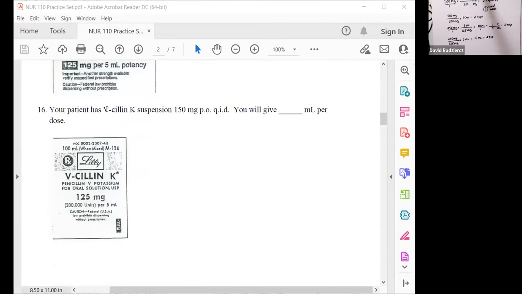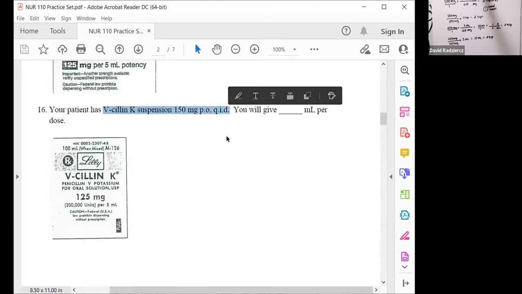You would do number 16 pretty much the same way. It tells you you have V-Silin K suspension, 150 milligrams by mouth, QID. So QID means 4 times a day. So you're going to administer 150 milligrams 4 times a day. Now, sometimes, especially for your class, it might just say, how much would you administer? And it doesn't tell you milliliters or anything like that.